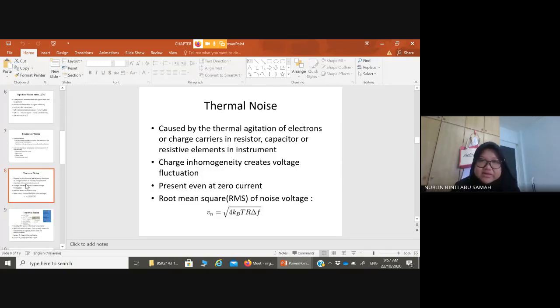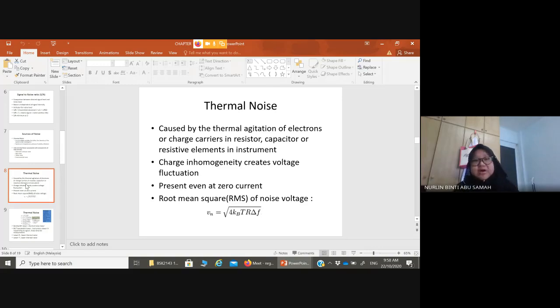Okay, let's look one by one, starting with the thermal noise. This kind of noise is caused by the thermal agitation of electrons or charge carriers in resistors, capacitors, and other elements. This is the charge inhomogeneity, and from this it will produce the voltage fluctuation.